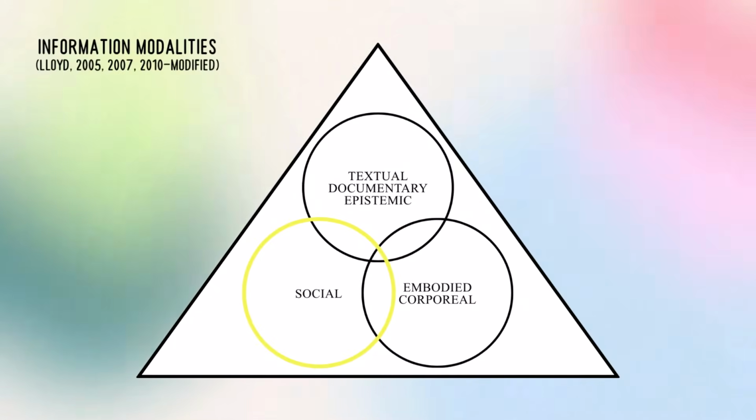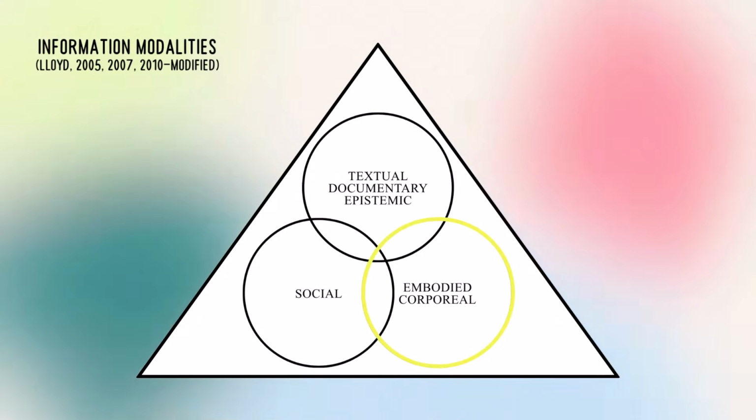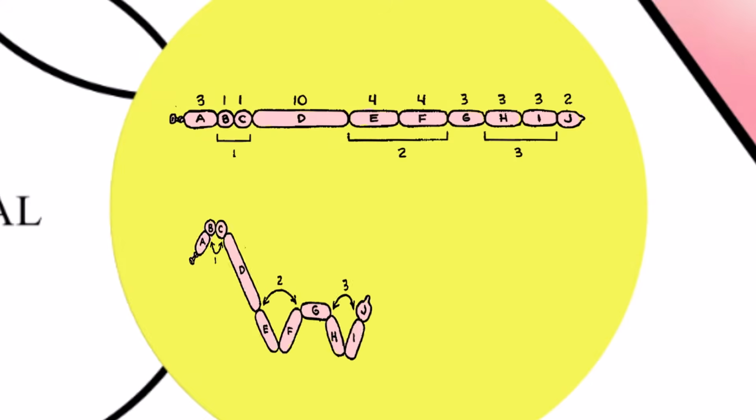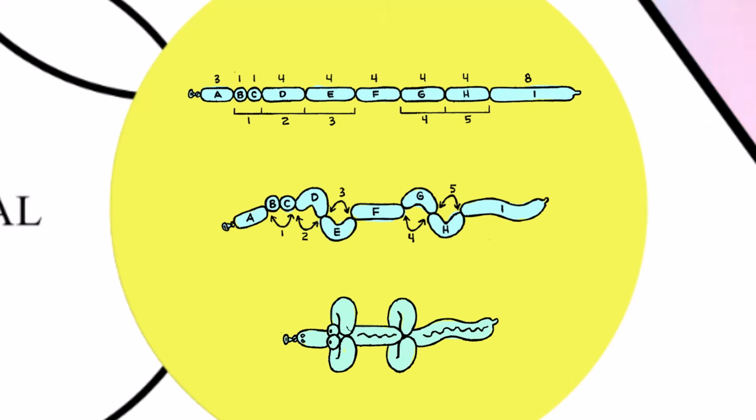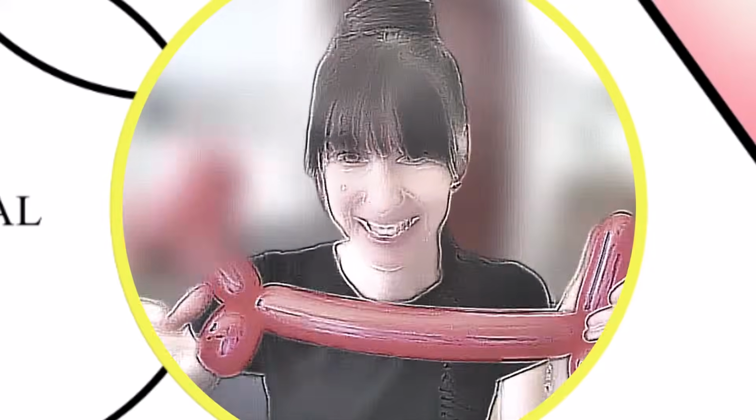Yet, in this whimsical craft, embodied or corporeal information is paramount. Students acquire the dexterity and know-how to transform long balloons into animal forms through interlocking bubbles. Over time, twisters gain what I call balloon sense in their hands. That is, an embodied knowledge of a balloon's pressure, behavior, and potential.